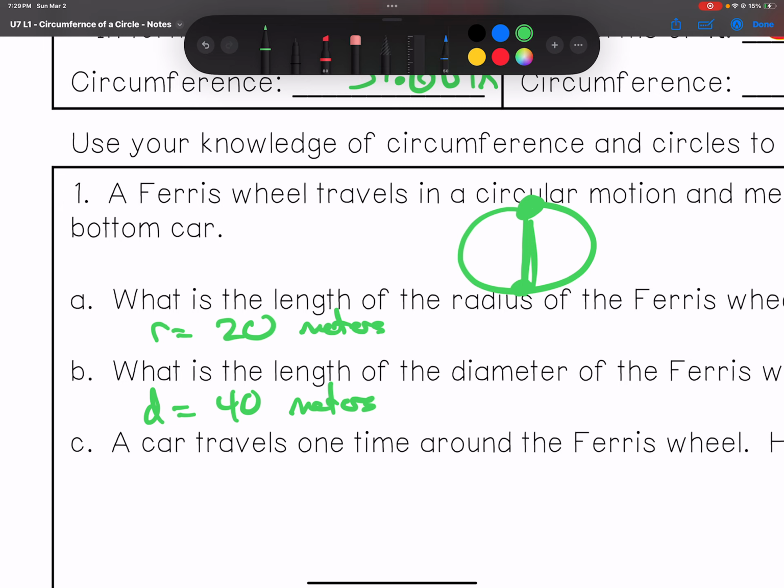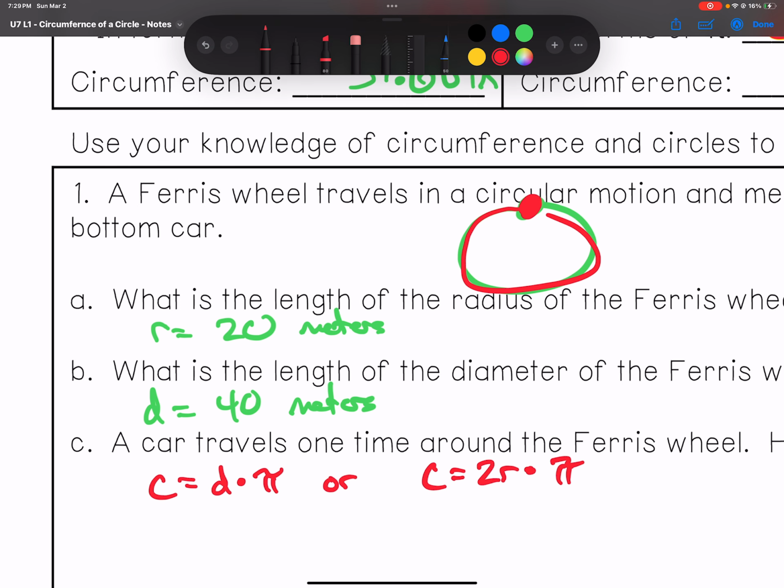Now, there's your Ferris wheel in green. In your Ferris wheel, if you're up there in the little red spot up there, and you go all the way around, how many meters did you travel? Well, you're going all the way around, so you're going the perimeter, which when we're talking about the perimeter of a circle, we call it the circumference. So what is the circumference? Remember, circumference is diameter times pi, or the circumference is 2 radius times pi.